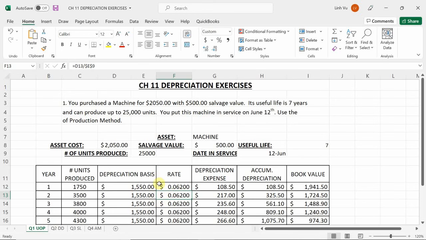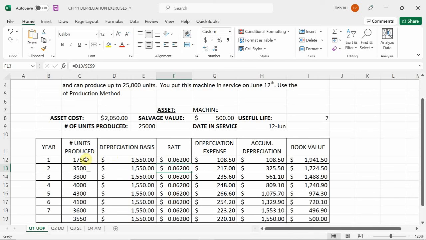So once you get this, then I produced 1750 that year. So that's where the depreciation expense is going to come from, because if it's going to cost me 6.2 cents for every unit I produce, then every time I produce a number of units, that's what's going to equal my depreciation expense.